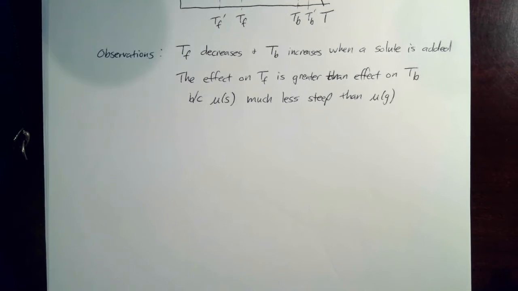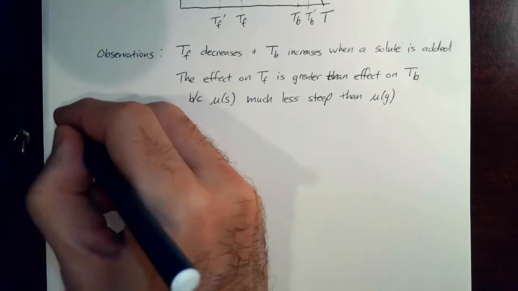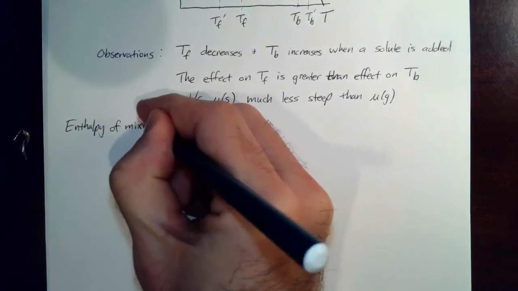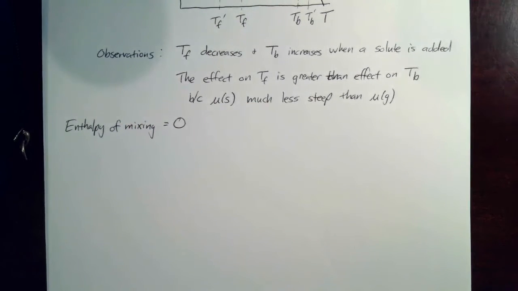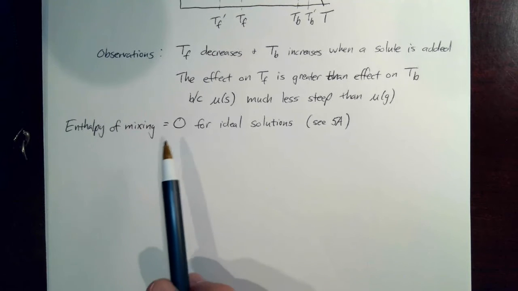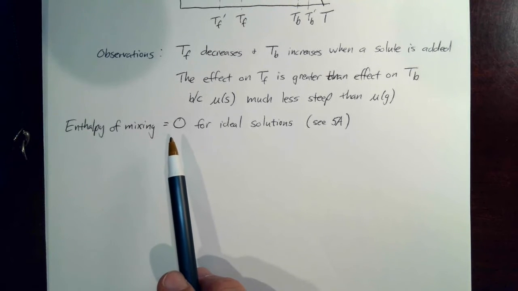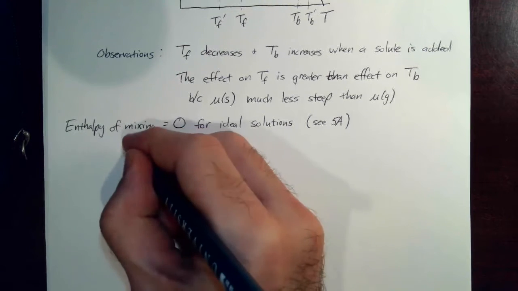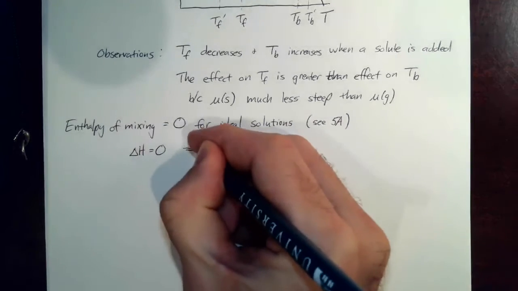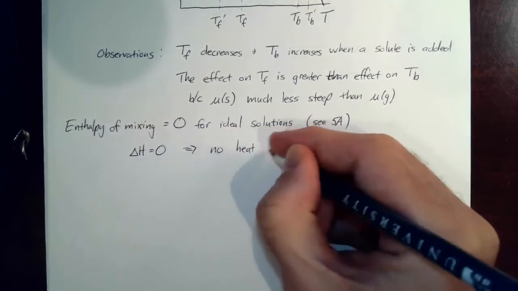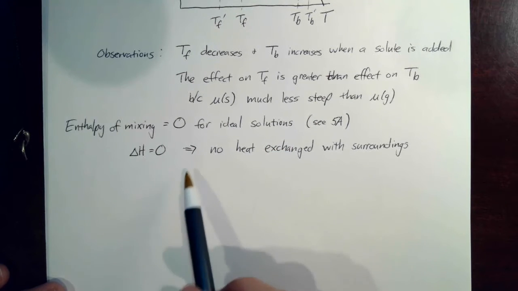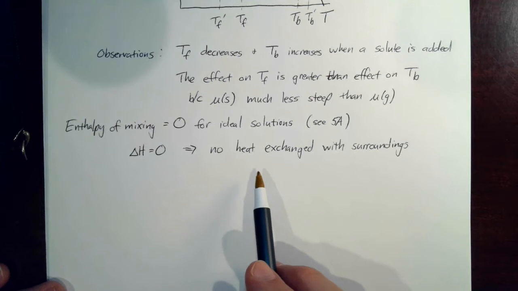All right, and then a quick note I want to make here is that the enthalpy of mixing for an ideal solution is equal to 0. We saw that in the previous section, 5a. So that means delta H is 0. Now, delta H is non-zero when heat is exchanged between the system and the surroundings. So if delta H is 0, then that implies that no heat was exchanged with the surroundings. And so there's no change in entropy due to heat exchange of the system.